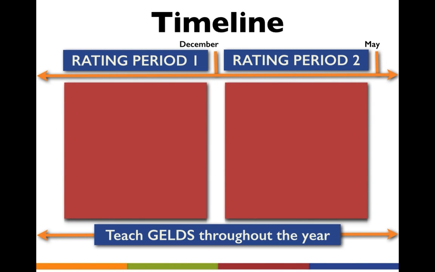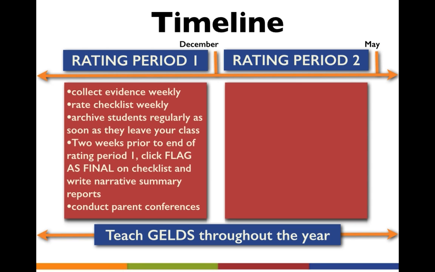Let's take a look at the timeline for assessment. There are 2 rating periods, and teachers assess children on all 69 indicators in Period 1 and again in Period 2. Teachers provide instruction on the GELDS indicators throughout the year, choosing the ones that are most appropriate for their children at just the right time. During the first rating period, which typically runs from the beginning of the year until December, teachers should collect evidence each week and use that evidence to make weekly ratings on the developmental checklist.